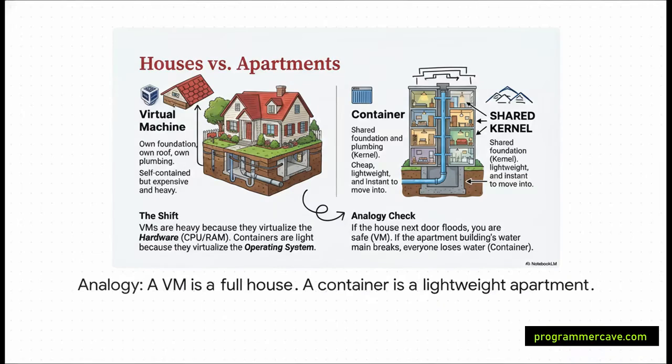This whole houses versus apartments analogy just perfectly explains the difference. A virtual machine, that's like a suburban house. It's totally self-contained. It has its own foundation, its own plumbing, its own electrical, its own roof, the whole nine yards. A container, though, is much more like an apartment. It's super lightweight and fast to move into because it shares the building's core infrastructure. The main foundation, the plumbing, and the roof.